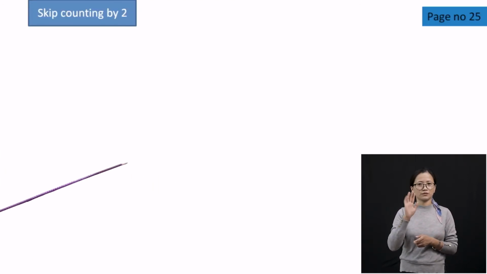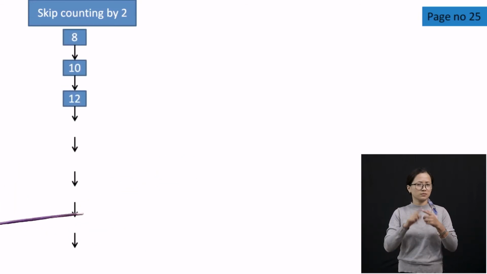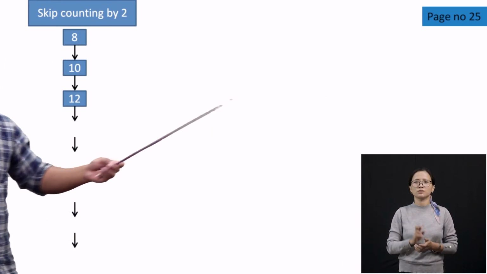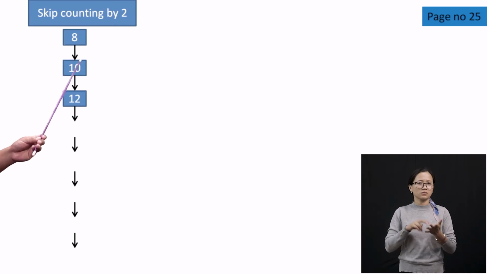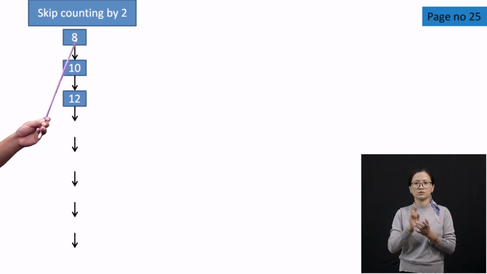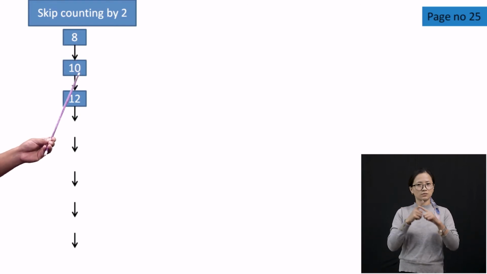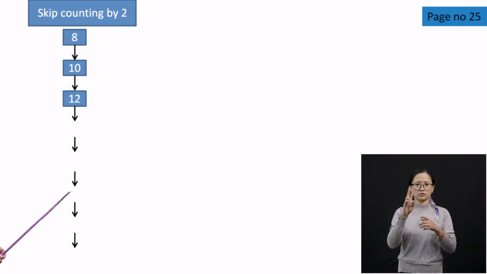All right, children? Now, skip counting by 2. This is another exercise in your textbook, which is on page number 25. So, we will skip count this number by 2. If you look here, 8 plus 2 is 10. 10 plus 2 is 12. So we have to fill up the remaining, right?